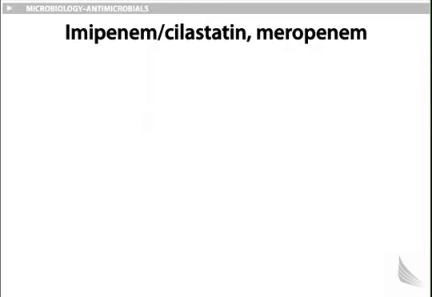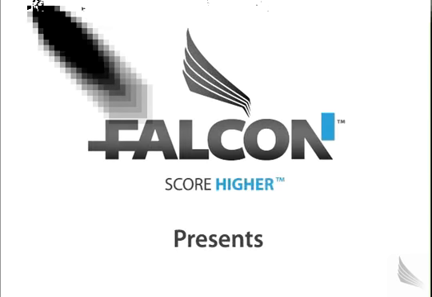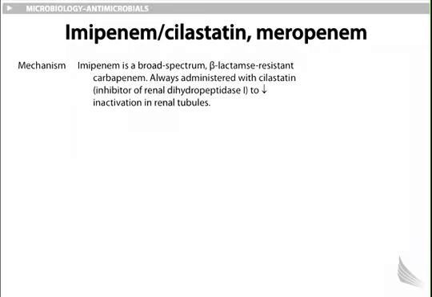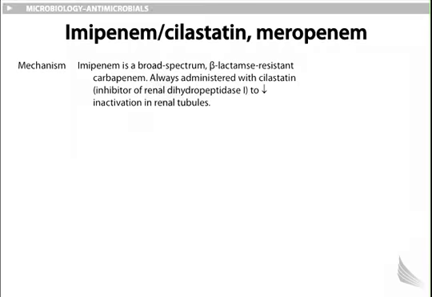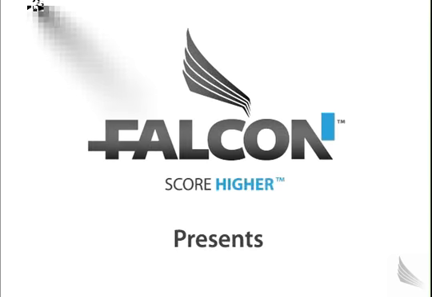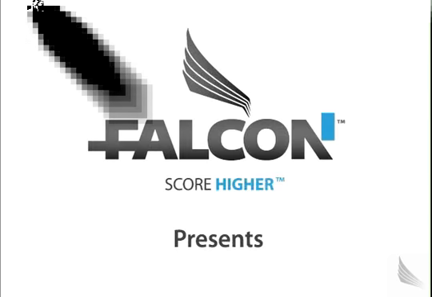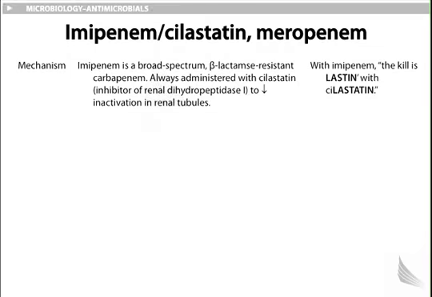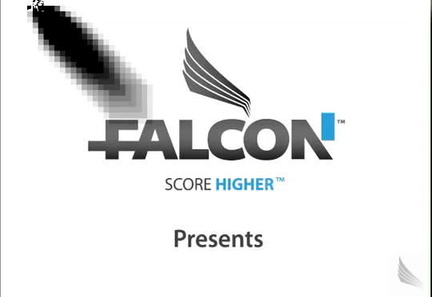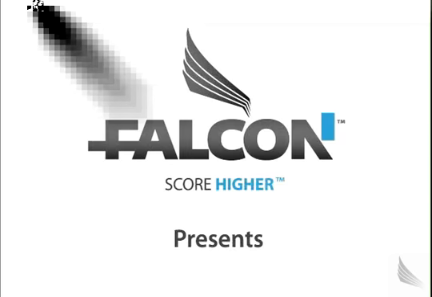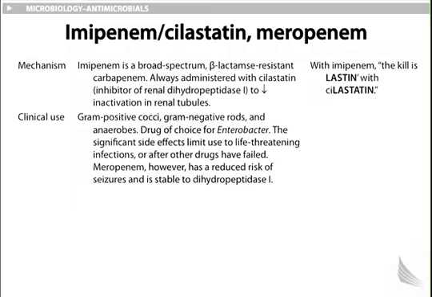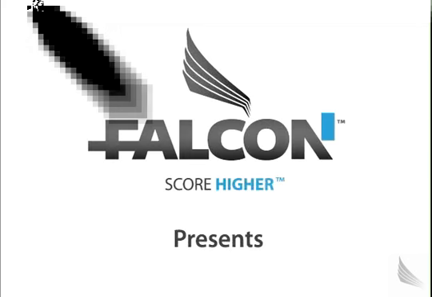Imipenem and meropenem are another group of cell wall inhibitors. Imipenem is a broad-spectrum beta-lactamase-resistant carbapenem. It's always administered with cilastatin, which is an inhibitor of renal dehydropeptidase 1. This is included to decrease inactivation in the renal tubules. So remember, with imipenem, the kill is lastin with cilastatin. We use these drugs for gram-positive cocci and gram-negative rods as well as anaerobes. It is the drug of choice for Enterobacter.